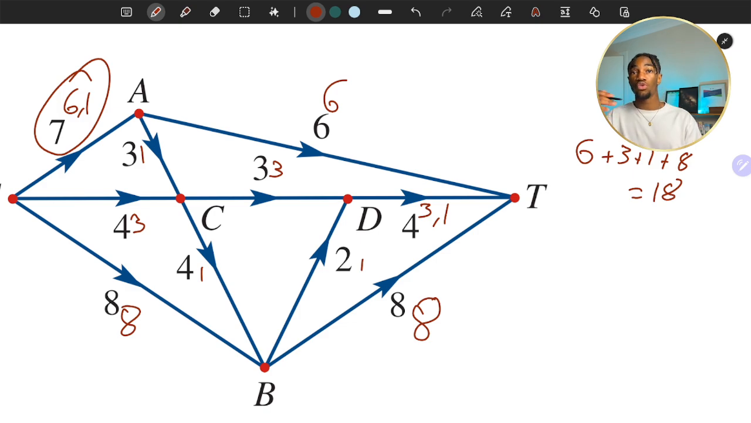We're going to go over minimum cut next, and then we'll finish up with some HSC questions.